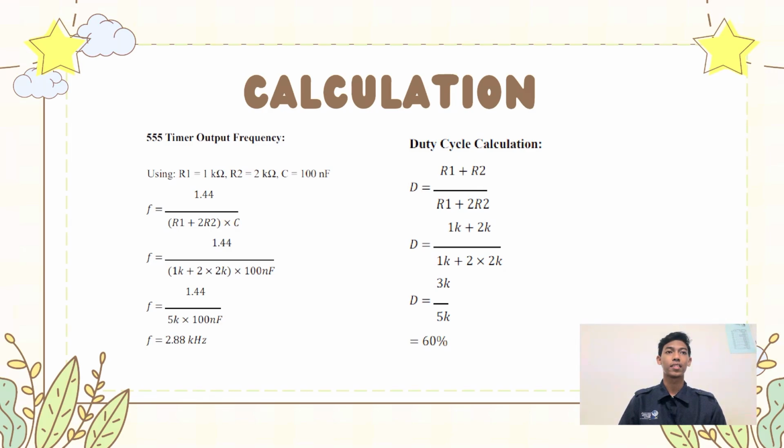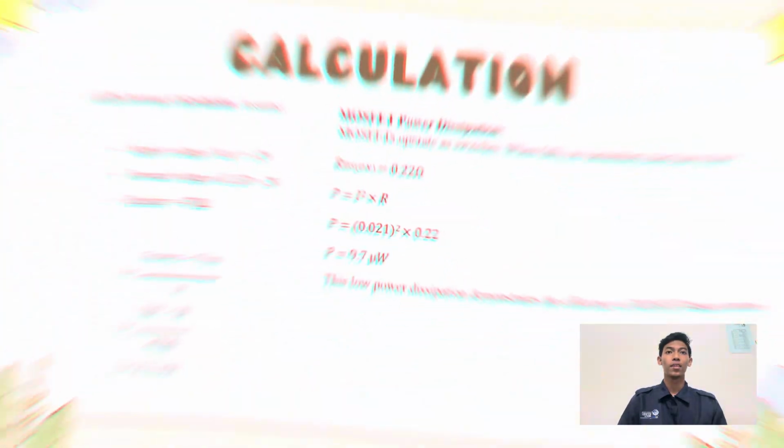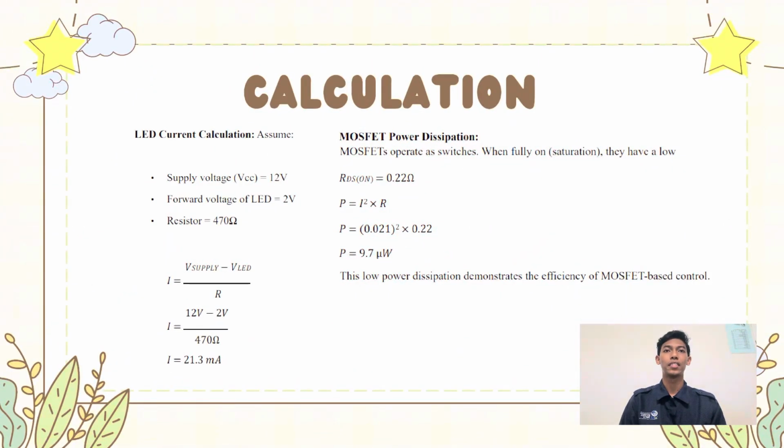Next, for the duty cycle calculation, we got the answer 60%. And then for the LED current calculation, we assume the supply voltage VCC as 12 volt, the forward voltage of the LED 2 volt, and resistor 470 ohm. And then we got the current as 21.3 milliampere. And then the last one is MOSFET power dissipation. We got the power 9.7 microwatt.